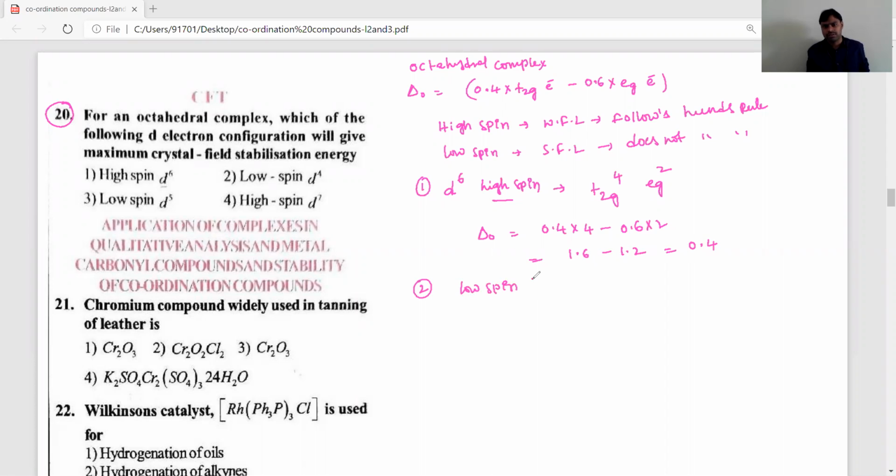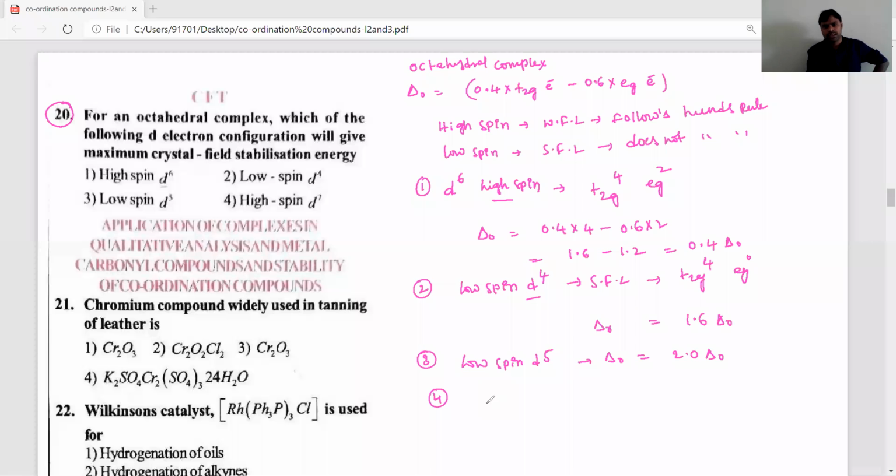Let's see the second one, low spin D4. Low spin means strong field ligands. Its electronic configuration in an octahedral complex is T2G4 Eg0, meaning delta naught is 0.4 into 4, which is 1.6 delta naught. Okay, let's see the third one, low spin D5. Low spin D5 means strong field ligands. The delta naught is 0.4 into 5, which is 2.0 delta naught.